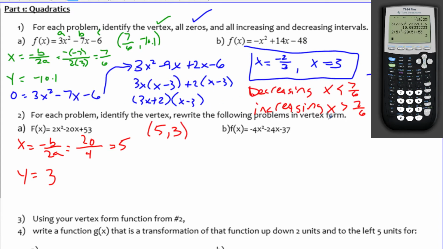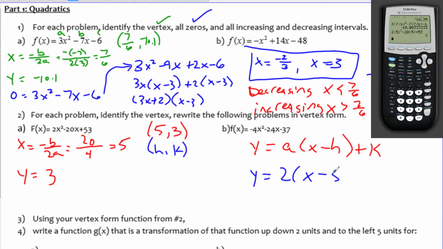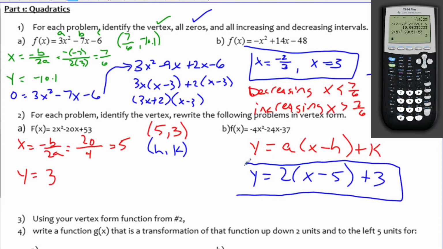And so now it's saying rewrite the following in vertex form. To remind you, I'm going to use this space over here to remind you what vertex form is. Vertex form is a times x minus h squared plus k, where this vertex that we just found is an h and a k. So when I'm rewriting this in vertex form, I'm just going to say y equals, well, a is the a value, which for us was the 2. So 2 times x minus 5 squared plus 3. And I would say this is vertex form of this original f of x function. So again, second problem, letter B, same idea. Now it's saying use vertex form from number 2.